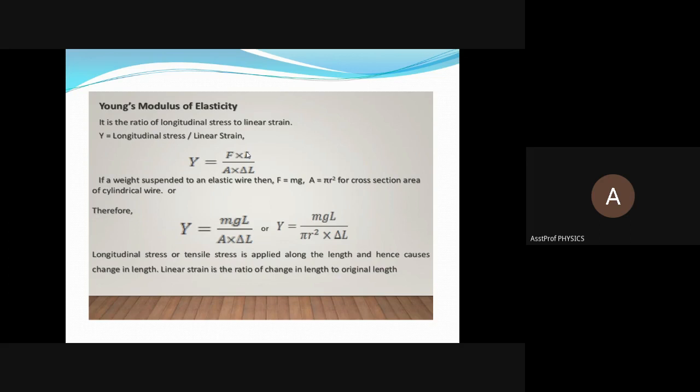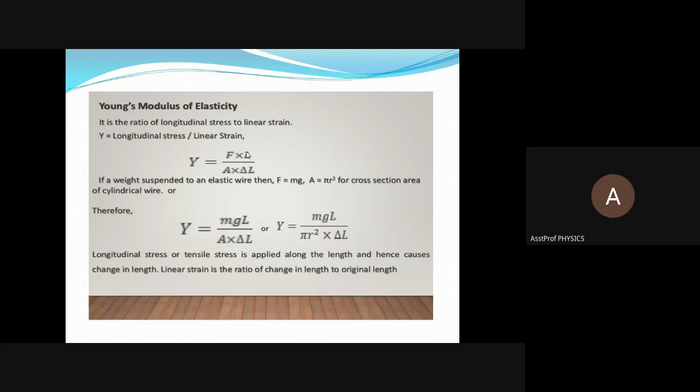So F is mass into g, the gravitational force. What is the value of g? 9.8 meter per second square. It is the constant value. What is the pi value? 3.14. You have to substitute everything in the formula.